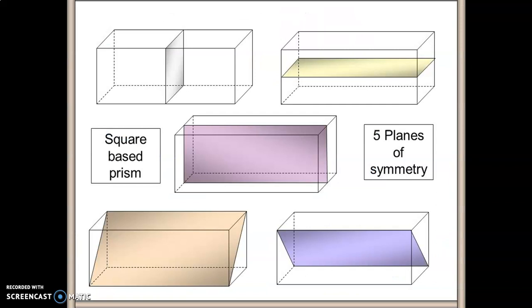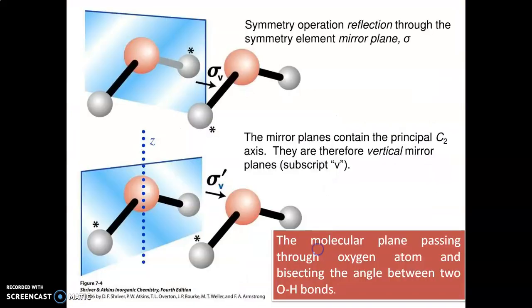Another example is the cuboid, a square base prism. This has 5 planes of symmetry, which are represented in colors. Look here, this plane, and the other planes here, here, and here. These planes bisect this cuboid and give equivalent parts of each other.